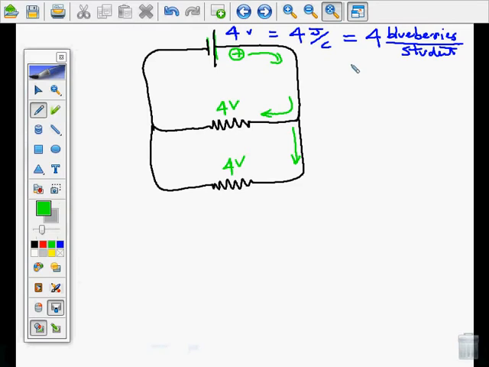So if this is the total voltage up here, and this is V1, and this is V2, the main characteristic of a parallel circuit is that the total voltage is equal to the voltage across the first resistance, which is equal to the voltage across the second resistance, and so on, depending on however many I have in parallel.